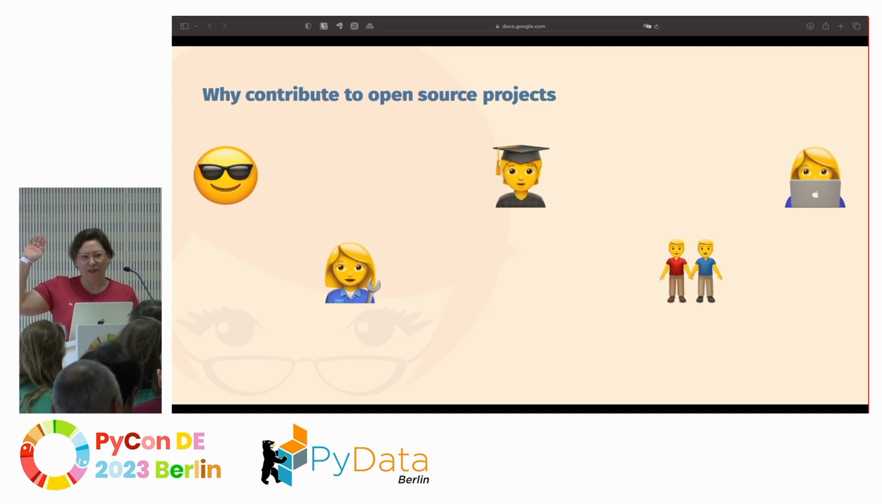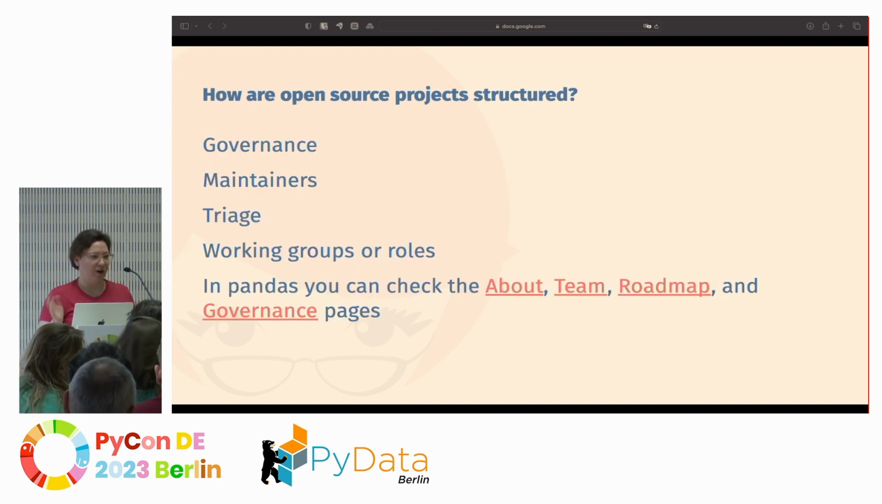So maybe, how many people have never contributed to open source before? All right, so the majority. So I thought maybe I'd give you just a quick intro to what an open source project is, kind of like how we're organized. Most projects have established governance, some are work in progress, some are just de facto. That means you can read about how the project is organized, who does what, how often they meet, what they do, how they work, how they make decisions.